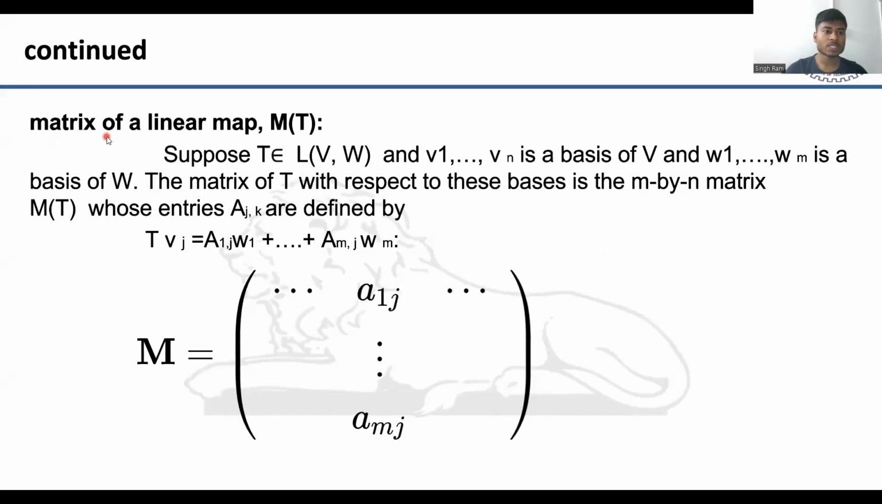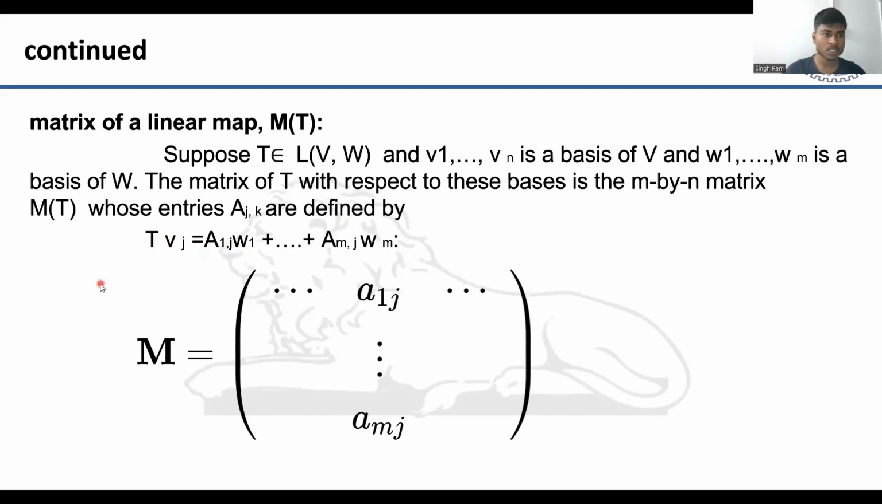Let's come to our main topic, the matrix of the linear map. We will be discussing the matrix representation of the linear map, that is, the matrix from the linear map T. Suppose our linear map T belongs to the set of linear maps from vector space V to vector space W, and v1 up to vn is the basis of V, and w1 up to wm is the basis of W. The matrix of T with respect to these bases is the m by n matrix M(T), whose entries A(j,k) are defined by the transformation on the jth basis vector: T(vj) is A1j w1 plus A2j w2 up to Amj wm.